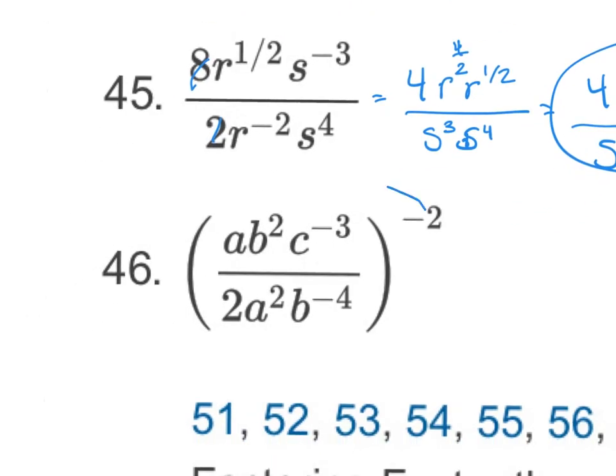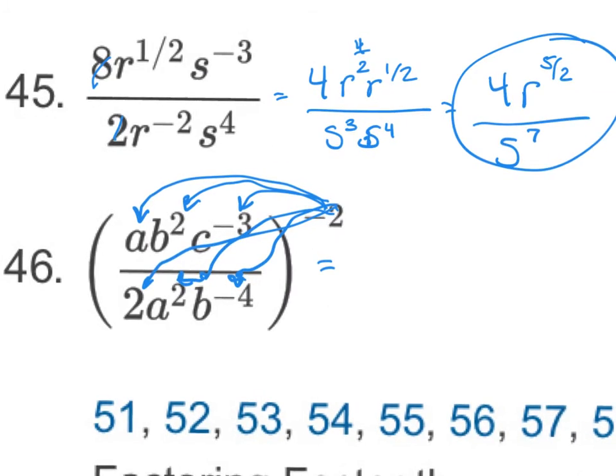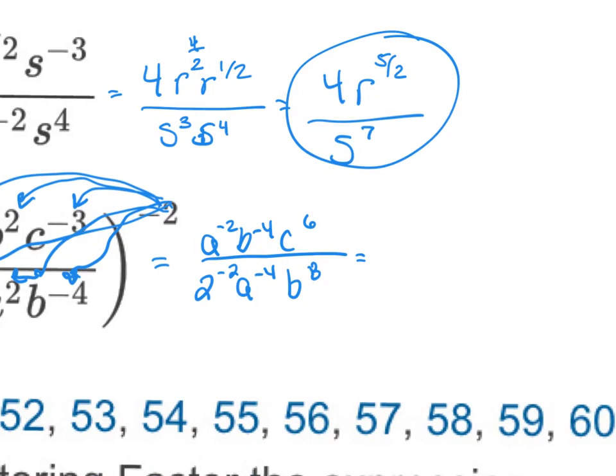All right, 46, we're going to just distribute. This negative 2 goes to every single term, every single thing that's inside of the parentheses. So I have in the numerator a to the negative 2, b to the negative 4, we're multiplying, and then c to the 6th. Then I have 2 to the negative 2, a to the negative 4, and b to the 8th.